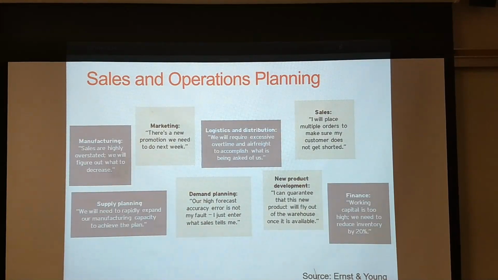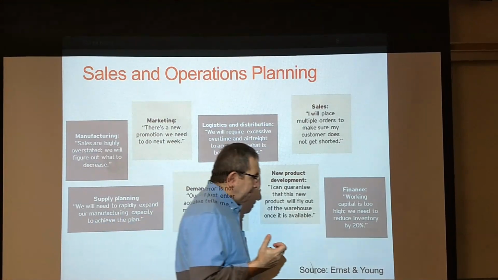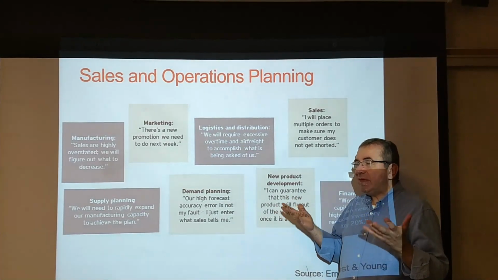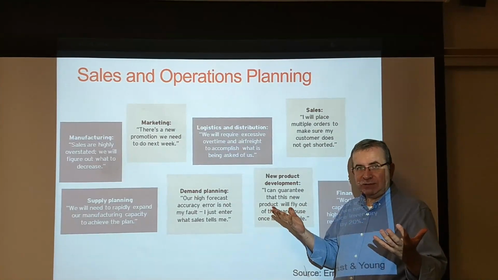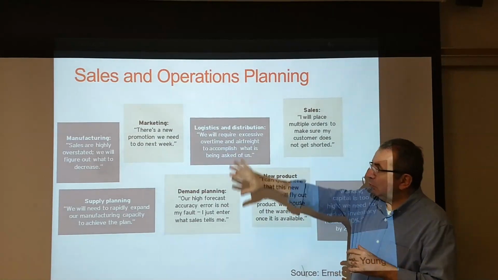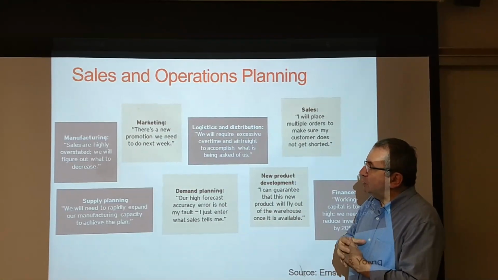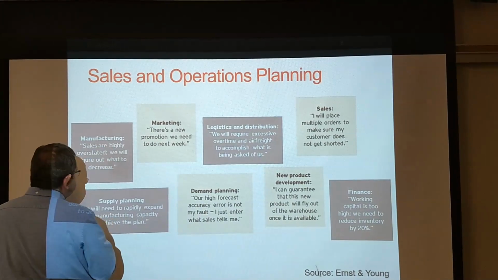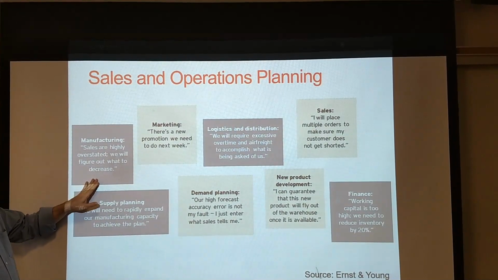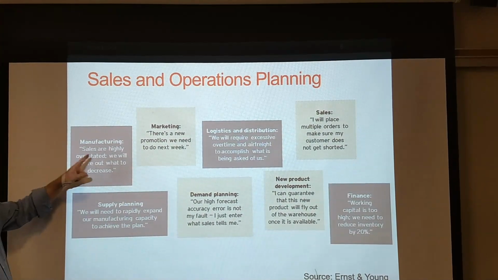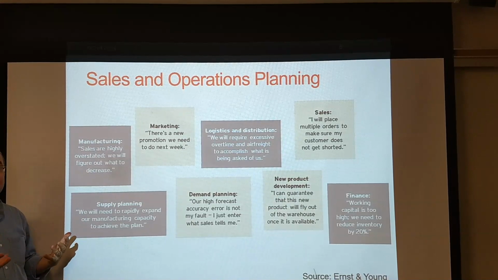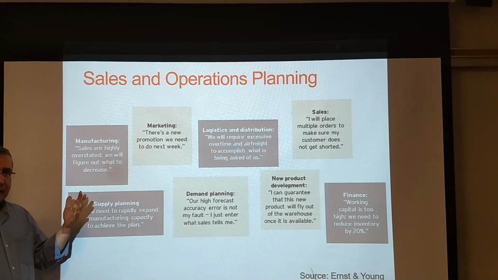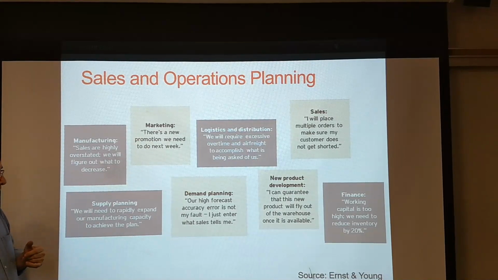So now what happens if you don't have a common forecast that all departments agree on? These are some quotes. I'm not going to go over them one by one, but some typical examples are: manufacturing says sales are highly overstated, so that means salespeople artificially inflate the forecasts for production.